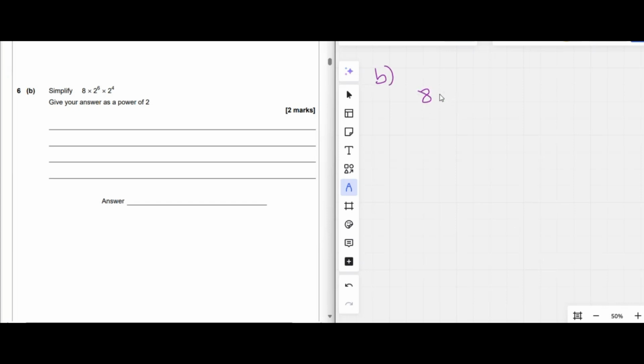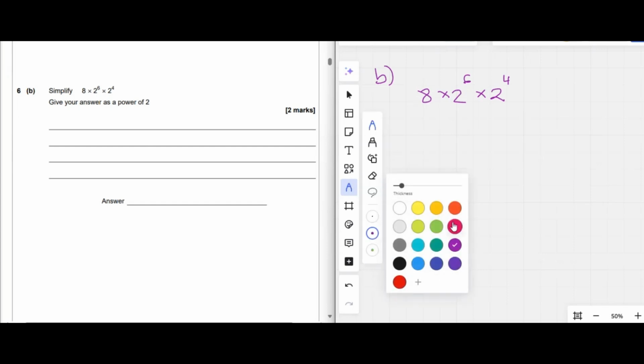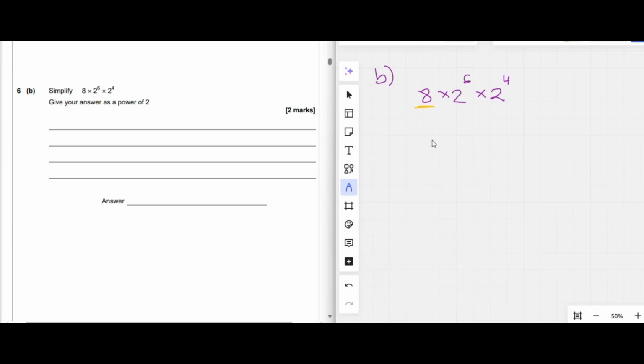In B, we should simplify this and put it as a power of 2. So that 8 is a power of 2, the third power, it's 2 cubed, and the rest without change. And now we have the common base, so we can add the powers, only if there is a multiplication between them. So we have 13 here.